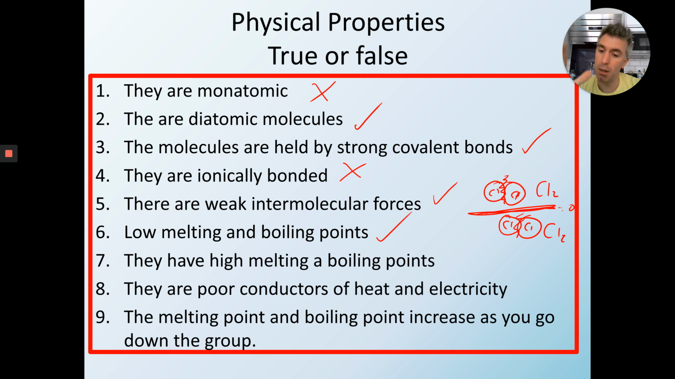So it does get higher, but they're still relatively low. They have high melting and bonding points? No, they are poor conductors. Tick. They're non-metals. Almost all non-metals are poor conductors. The melting point and boiling point increase as you go down the group.